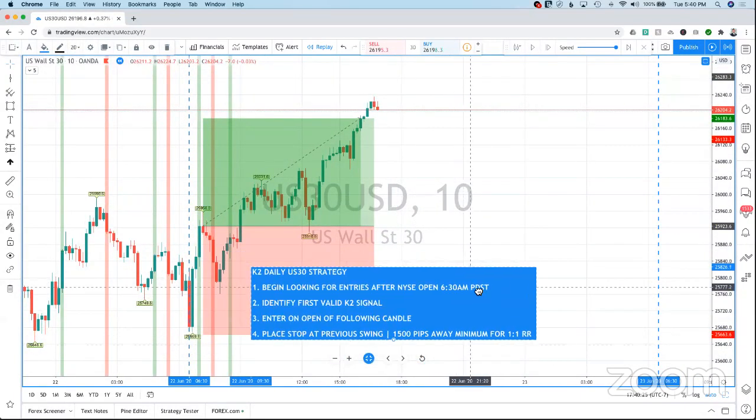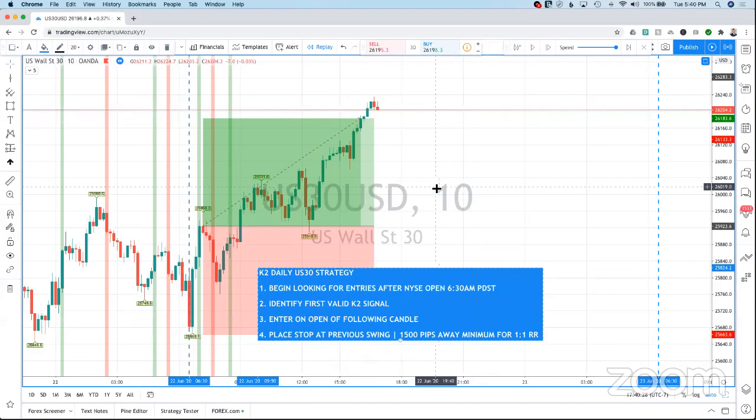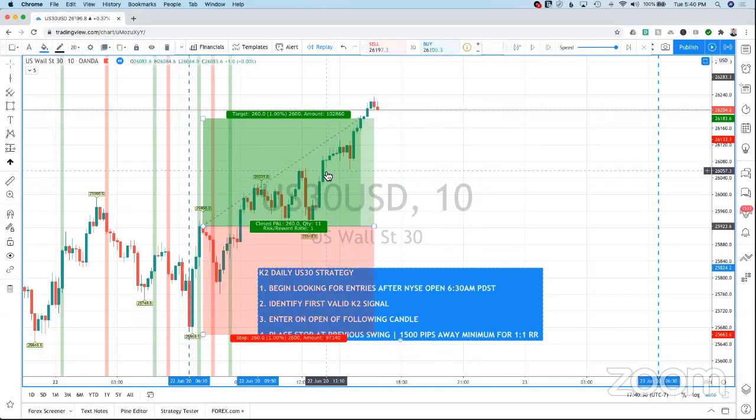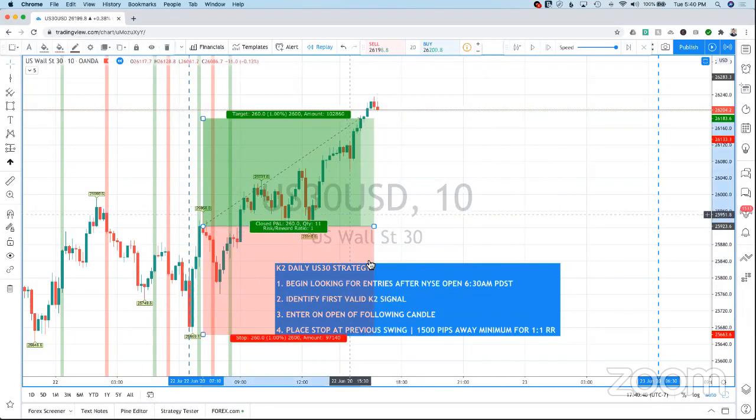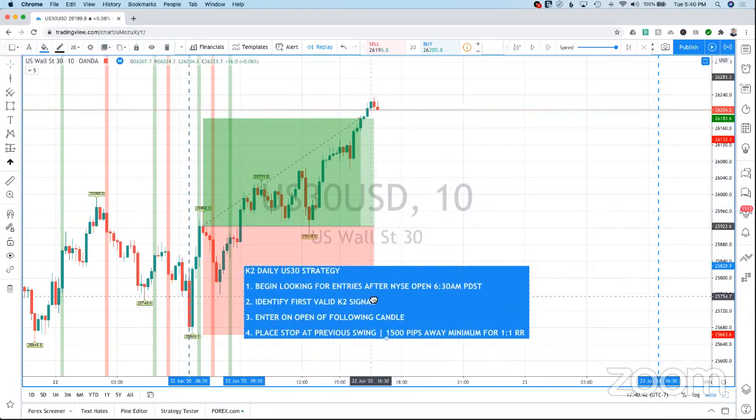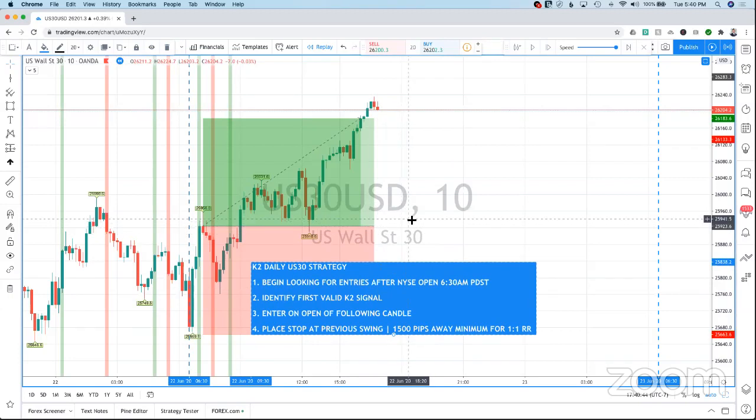So if you guys took both trades this week, you took yesterday's trade, you would have made 2,600 pips. And then if you took today's trade, you would have only lost 1,500 pips. So you'd still be in profit 1,100 pips. So I mean, it's all about risk management and being able to balance out your wins and your losses.